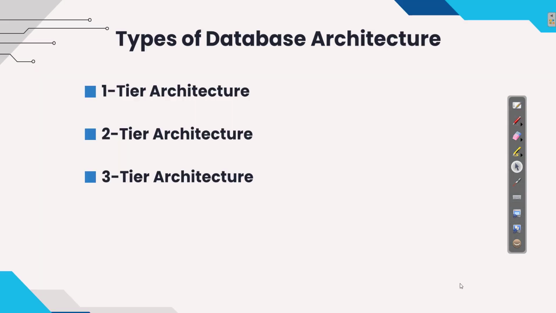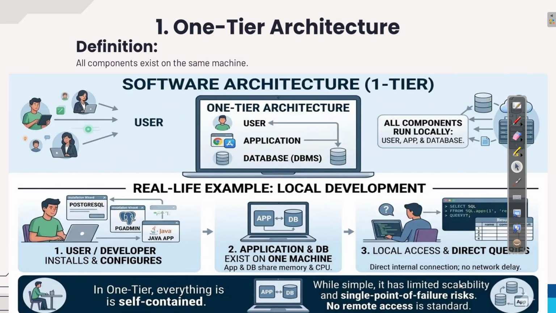Okay, types of the database architecture. So there are 3 types of architecture: 1-tier architecture, 2-tier and 3-tier architecture. So we will discuss all these architectures in more detail. Okay, there is a 1-tier architecture first.